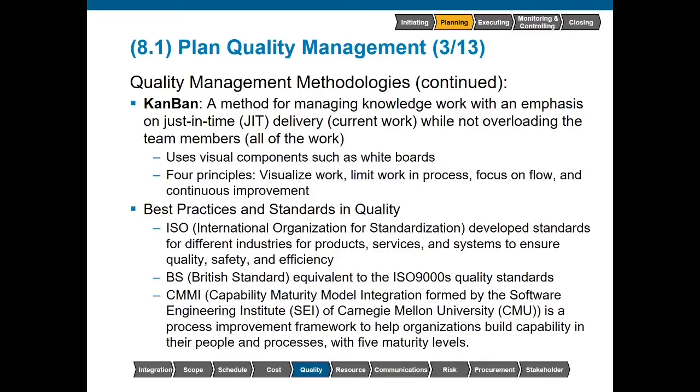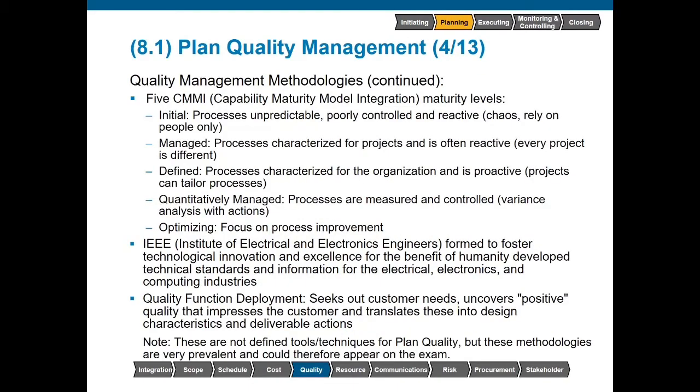Some best practices and standards in quality include the ISO 9000, and there's also some British standard equivalents to the ISO 9000. CMMI is something that was developed by Carnegie Mellon University to help assess vendor capabilities for the government when it came to software development procurement activities. There's 5 levels of CMMI.